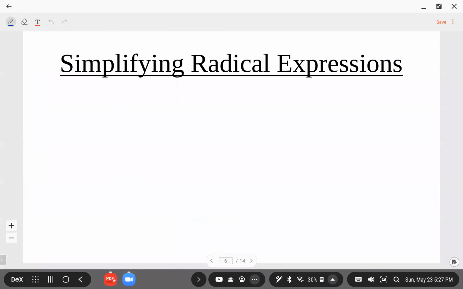All right, simplifying a radical expression. So let's do some warm up questions real quick. This is easy stuff, you know. This is just with numerals. Let's just simplify this. Simplify these fractions.